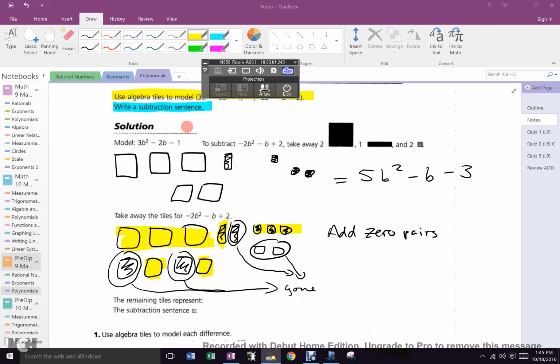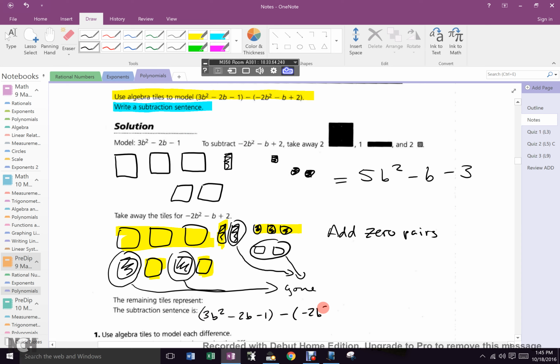Now, what is left? We have the answer. What's the subtraction sentence? 3b squared minus 2b minus 1 minus negative 2b squared minus b plus 2.